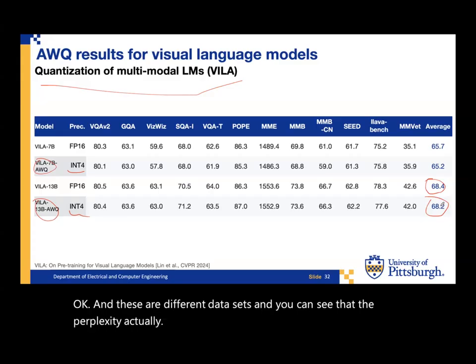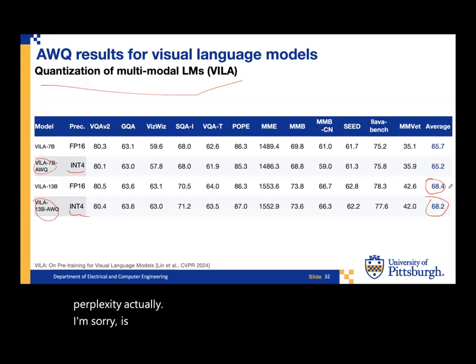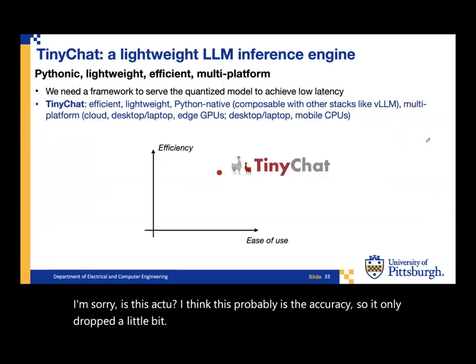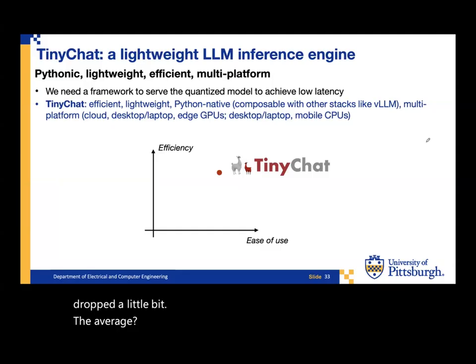I'm sorry, is this accuracy? I think this probably is the accuracy. So it's only dropped a little bit, the average. Then they also introduced this TinyChat for edge inference.